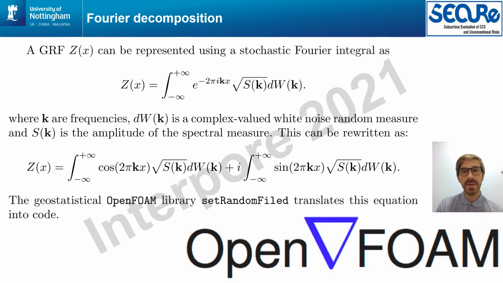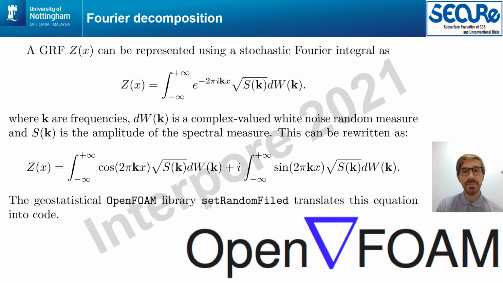The setRandomField library core is the Fourier decomposition, which is at the base of Gaussian random field generation. A Gaussian random field can be represented using a stochastic Fourier integral, which means that it is possible to use a stochastic process to generate a Gaussian random field in the frequency space. We then apply the inverse Fourier transform to retrieve the spatial random field.